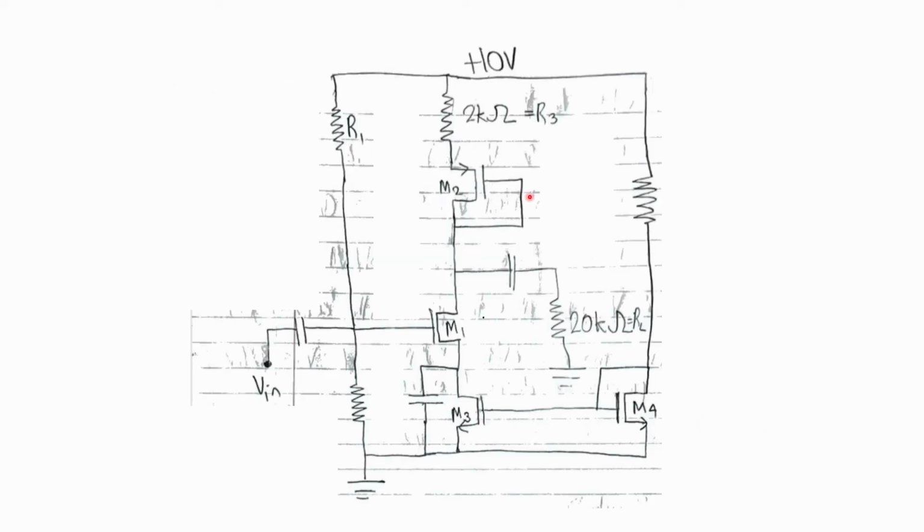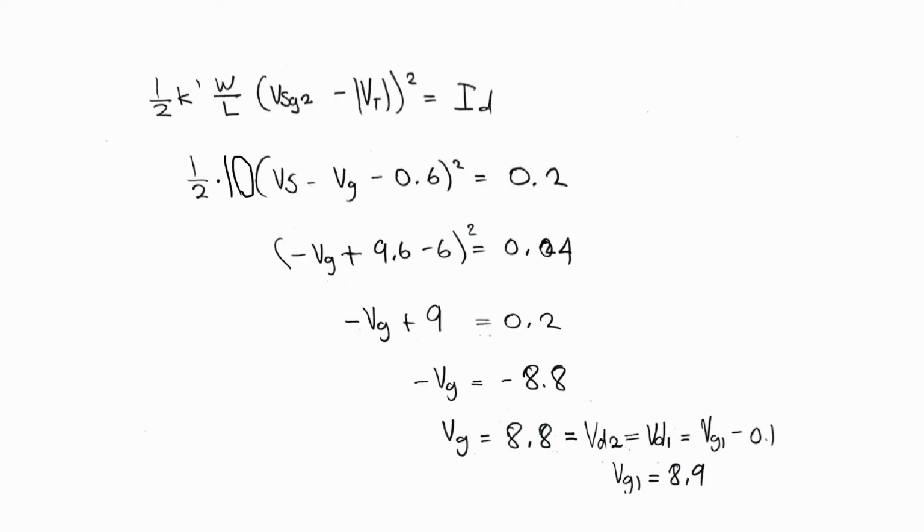Now, looking at the circuit, we can see that VG2, VD2, and VD1 all are on the same node, and thus they must have the same voltage. And thus we can establish that VG2, VD2, and VD1 must all be 8.8 volts.